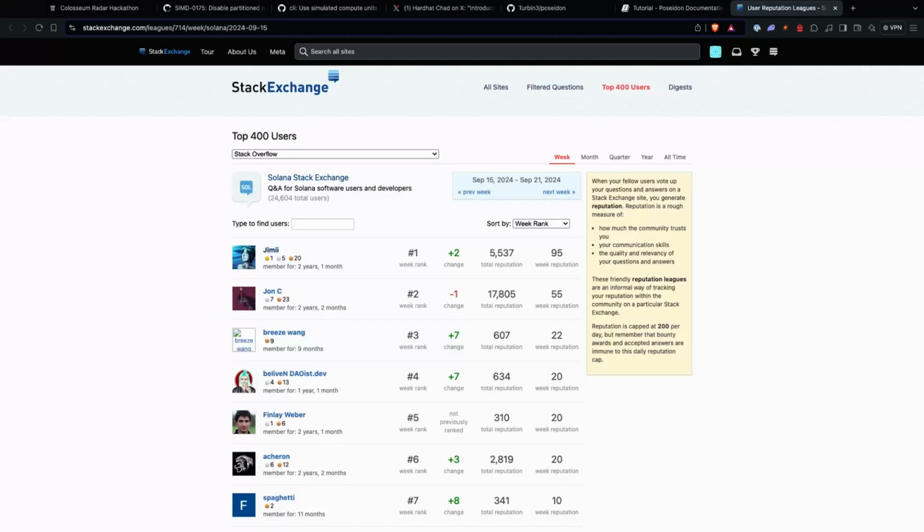Moving on to last but not least, StackExchange leagues. It looks like Jimmy, John, and a few other new people that I haven't seen before are on the top. Breeze, I've seen Believe in before, Finlay. Some people I like to see at the top all the time. Just as a general reminder, if you want to help out all current and future Solana devs, definitely contribute to StackExchange. Upvote the good questions, upvote the good answers, and also provide good answers.